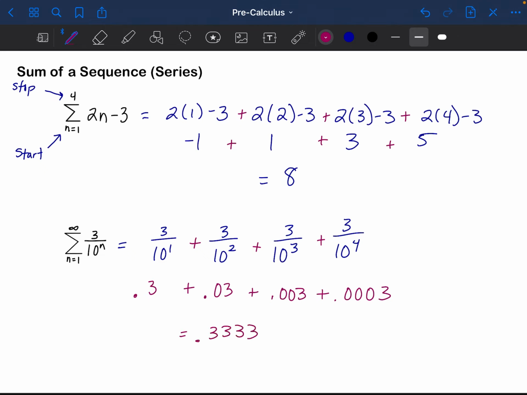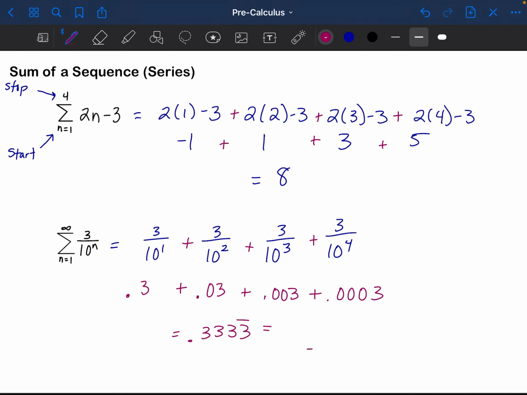When we add all of those together, we're just going to get 0.3333. And if we were to keep going through the sequence, we would just keep adding 3's to the end. So this is 0.3333 repeating. And that's a really common decimal that we see. We know that equals 1/3.